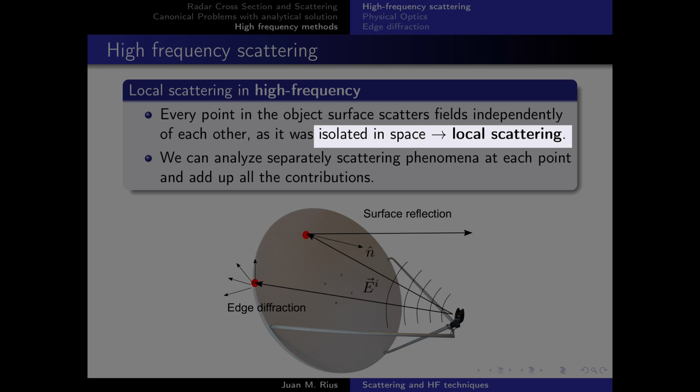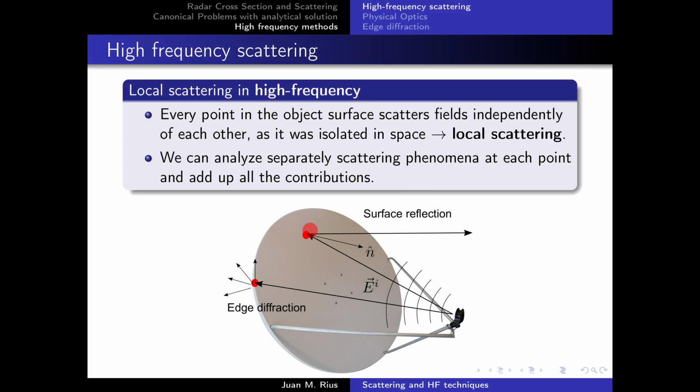But what I mean is that the different points of the surface scatter the field depending only on the incident field and also on the local geometry. And you can see this effect here. Here we have a surface reflection at that point. That is, we have an incident field coming from the reflector feeder. The incident field hits the surface at this point. Then the field reflects according to the well-known Snell law of reflection: angle equal to incident angle.